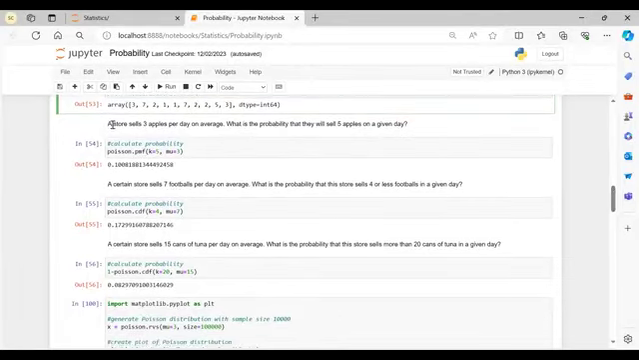Now here also, let's take this example. A store sells 3 apples per day on average.